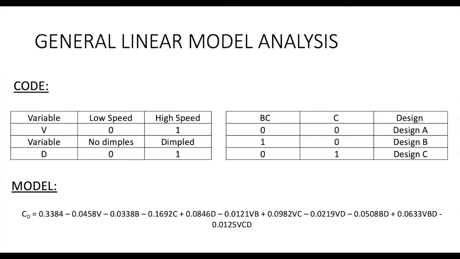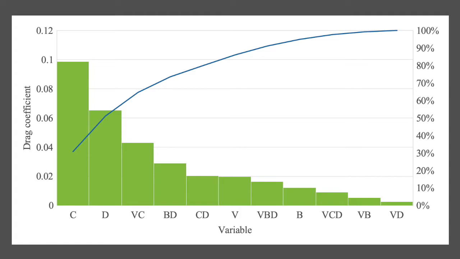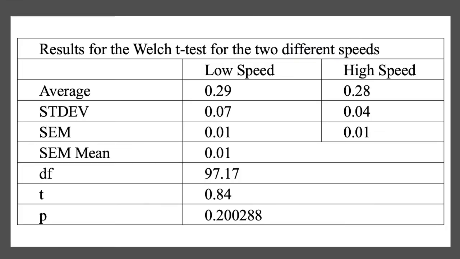Next, binary values were assigned to the different variables as shown. Using data for coefficient of drag, the general linear model was determined. Next, the average effect of the variables were calculated and used to plot a Pareto chart. From the chart, it is observed that design C has the highest effect on coefficient of drag, followed by the dimpled.